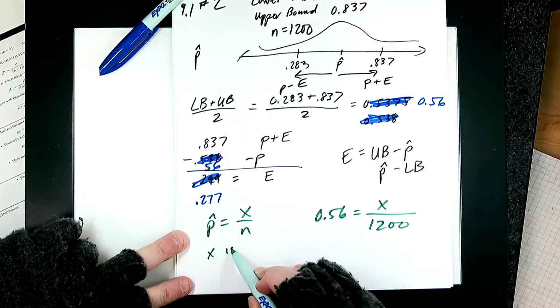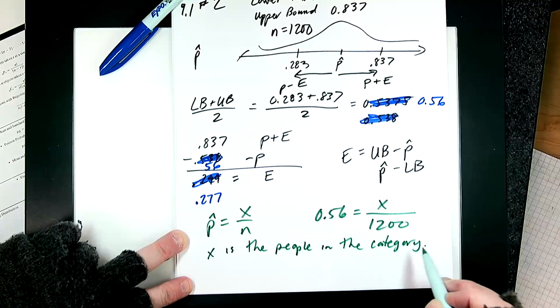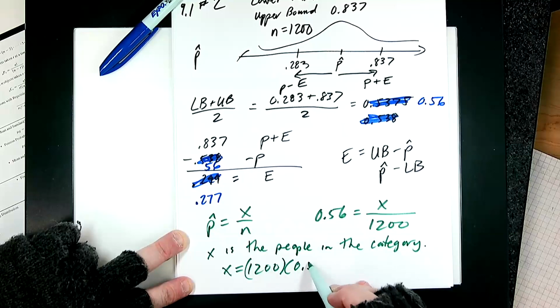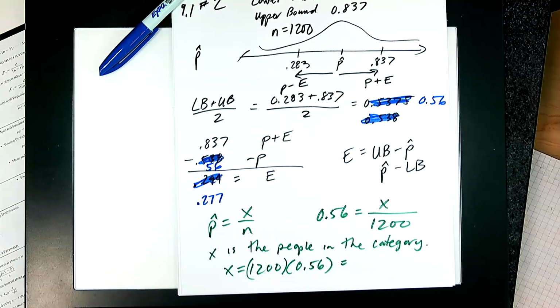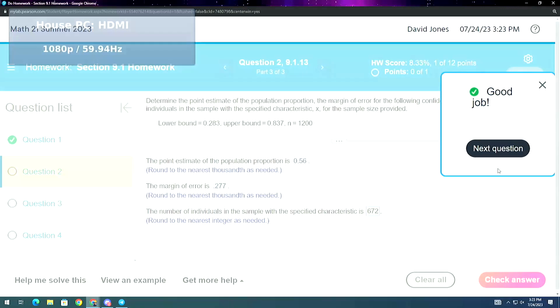So X is the people in the category. If we multiply both sides by 1,200, we will get that value. 1,200 times 0.56 is 672. Okay, I put the 672 in and it said, good job, next question.